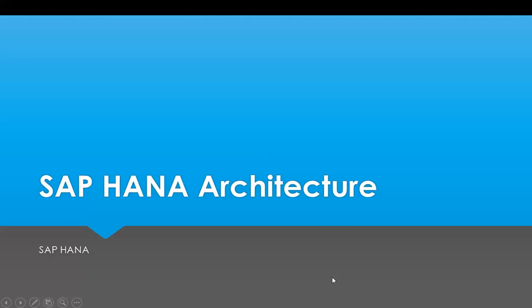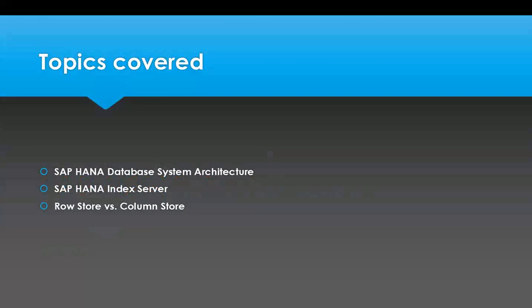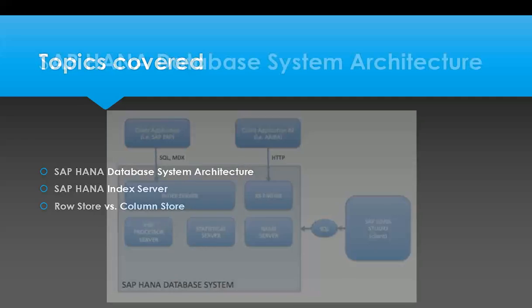Hello. Now we are going to cover the topic SAP HANA Architecture. In this session, I'll be showing you the SAP HANA database system architecture, and then I'll be showing you in detail the SAP HANA index server, that's the main server in SAP HANA architecture. And later on, I'll be showing you the difference between row store and column store.